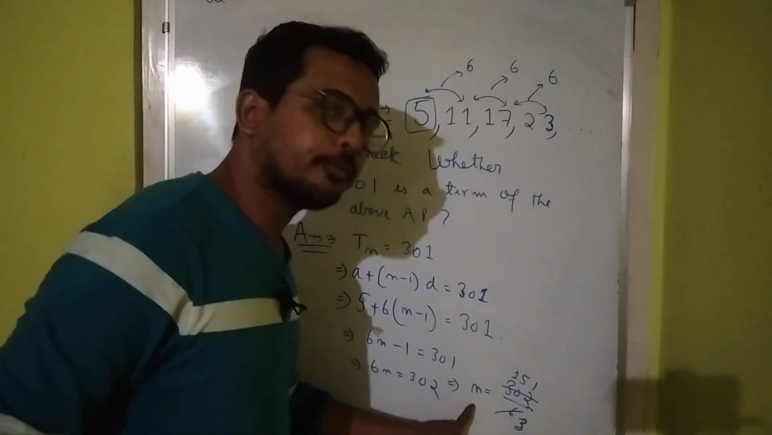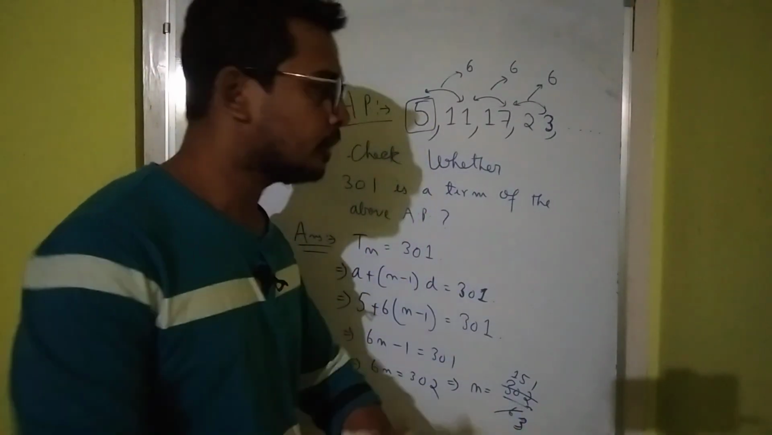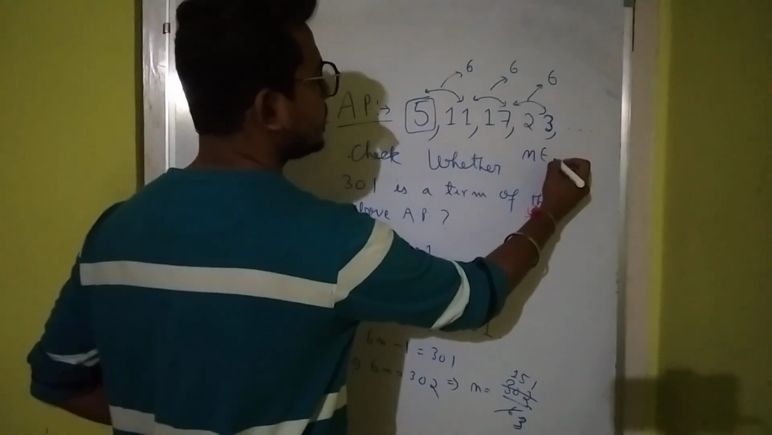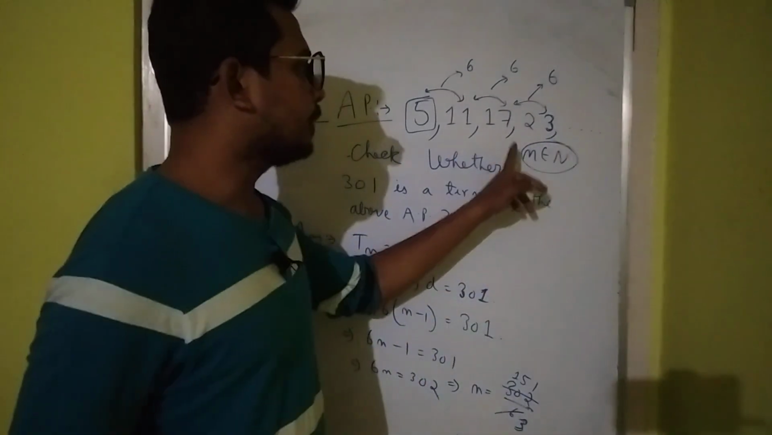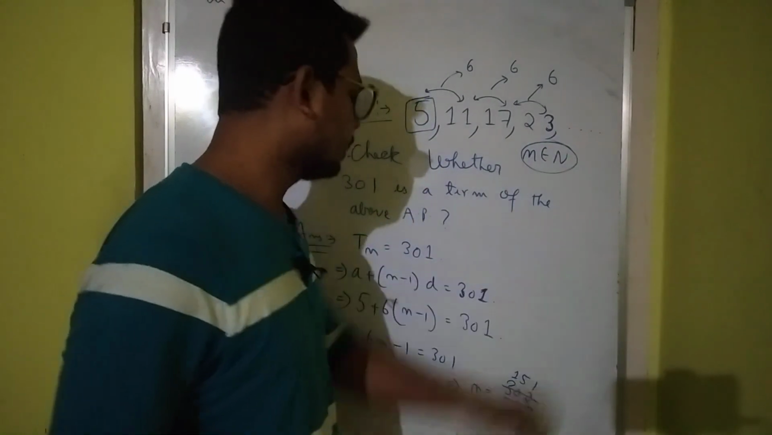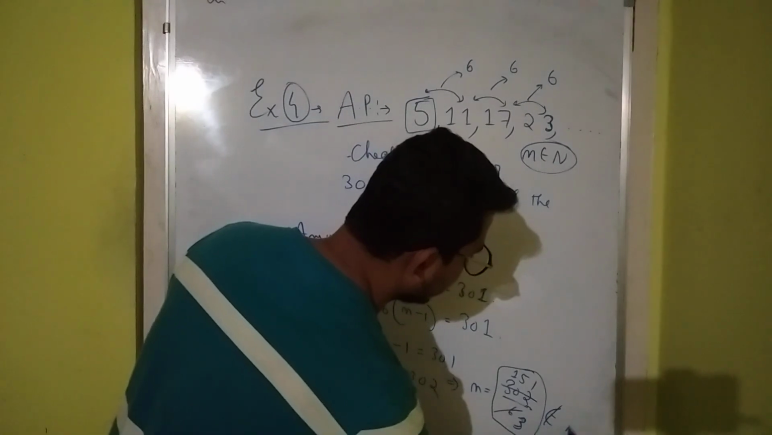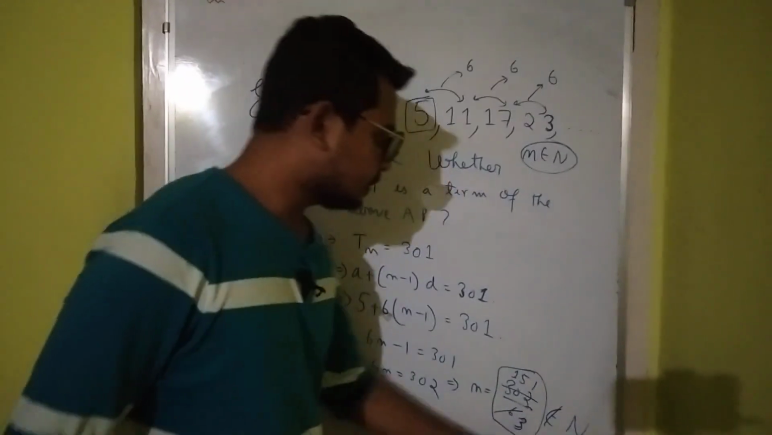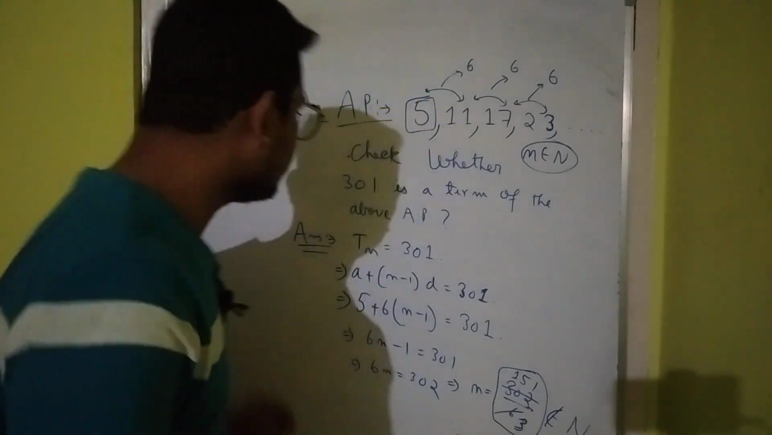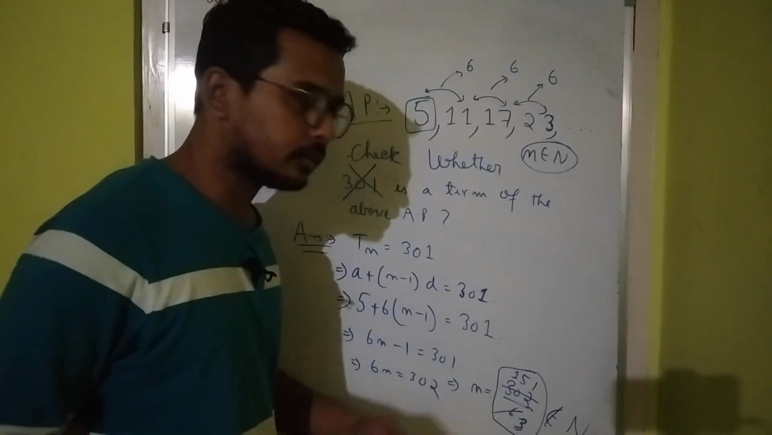जो भी n का वैल्यू होता है एक AP में, वो हमेशा नेचुरल नंबर होता है, राइट? बिकॉज n स्टार्ट्स फ्रॉम फर्स्ट, राइट? So n is a natural number always. n first, n second, n third, n fourth and so on. लेकिन यहाँ पे गौर करो, n is not a natural number. This means that n is not a natural number. So इसका मतलब है 301 is not a term of the above AP, isn't it?